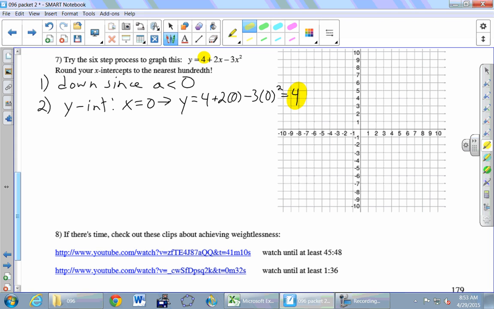Okay, so the y-intercept is at c, the c value is 4, which means the point is what comma what? 0 comma 4. 0, 4. Okay.